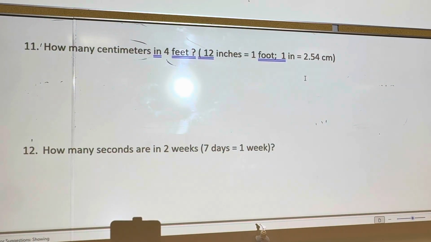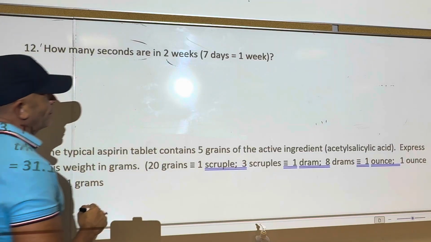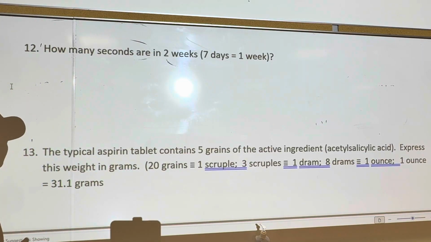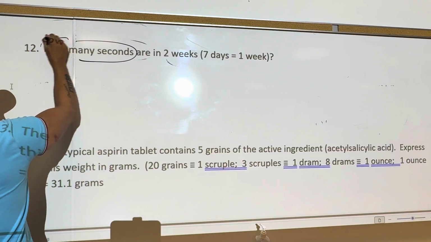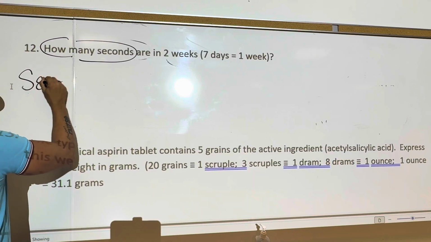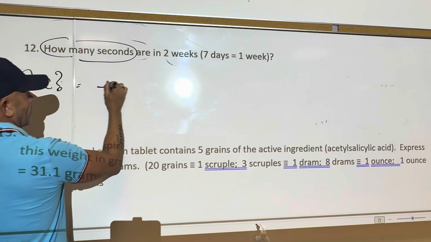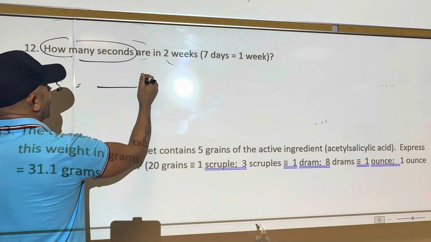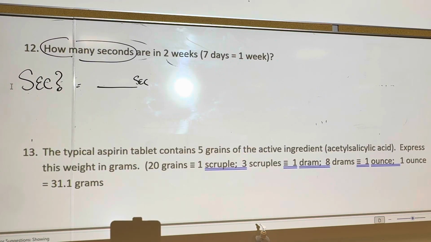Next question. Number 12. How many seconds are in 2 weeks? 7 days equals 1 week. Well, what's our question? What are they looking for? They're looking for how many seconds? So seconds. How many seconds? All right, so we start our equation by first line, seconds. But they don't give us seconds there. So how are we going to break this down?